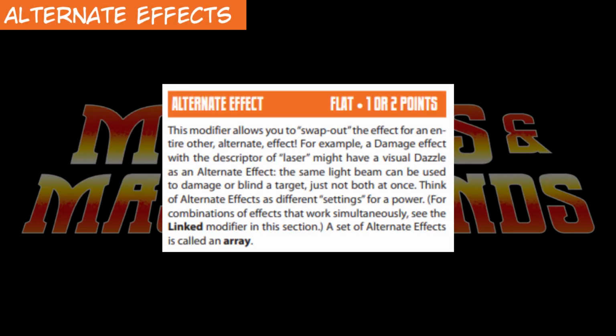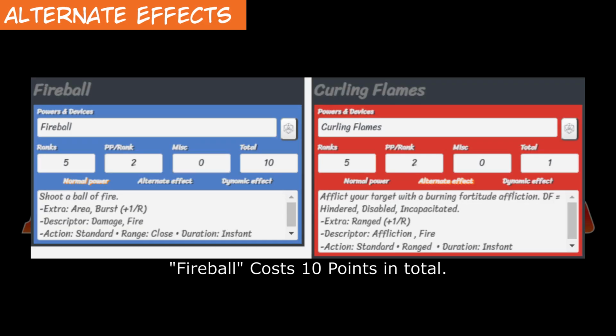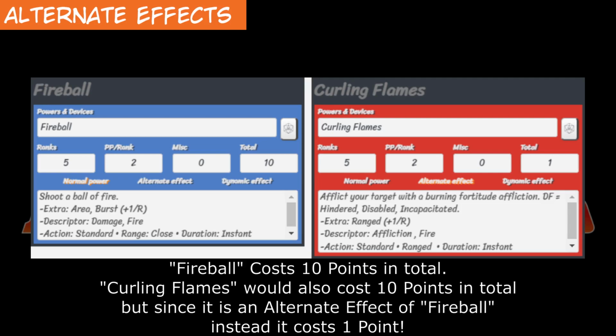Alternate effects cost one power point to make. In essence, it allows you to create a second, alternate power using the same pool of power points from the base power it is spun off from. For example, if I spend 10 points making a 5 damage fireball power with 5 points of the extra area burst, I can spend one more point making an alternate effect of that power.